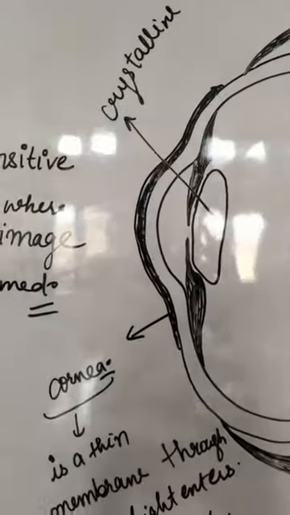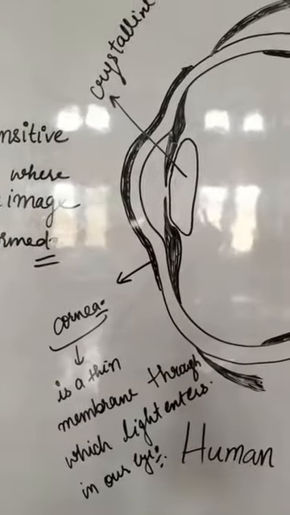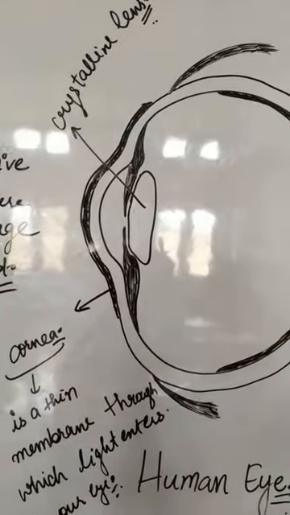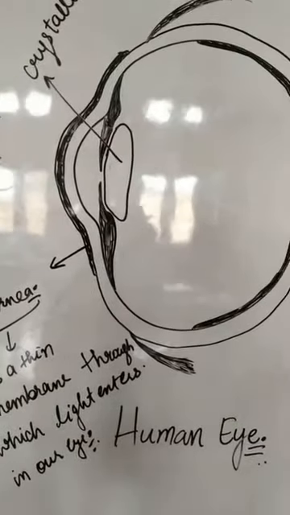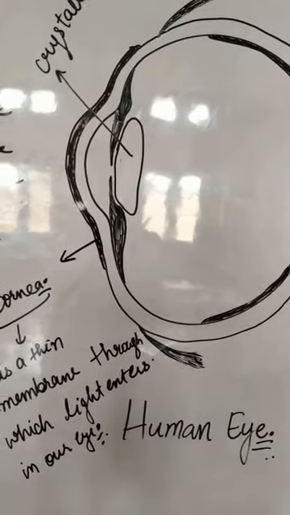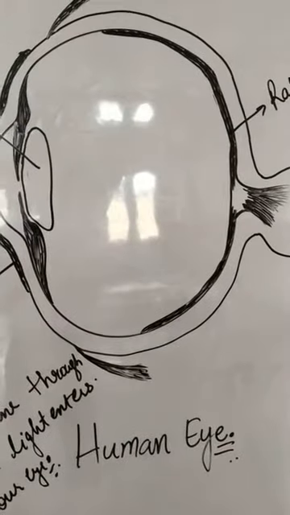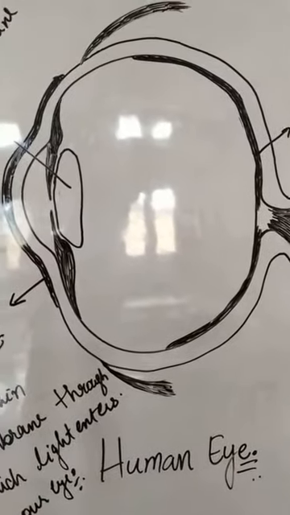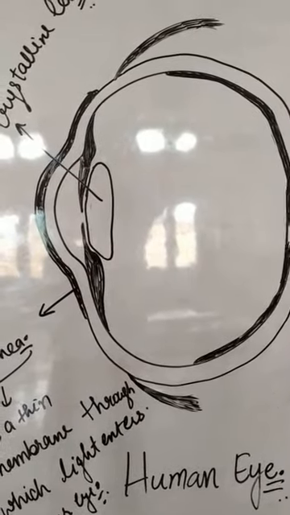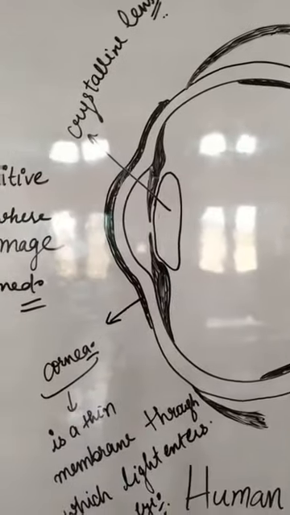So we discussed three parts: retina, cornea, crystalline lens. Retina is the light sensitive screen where the image is formed. Cornea is a thin membrane through which light enters in our eye. And crystalline lens merely provides the finer adjustment of focal length through which we focus different distances on retina.